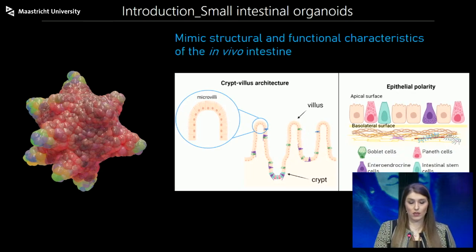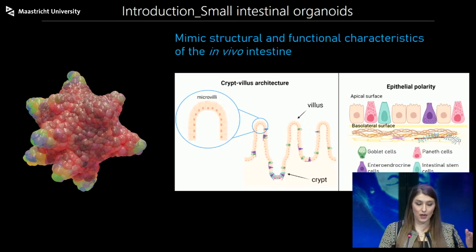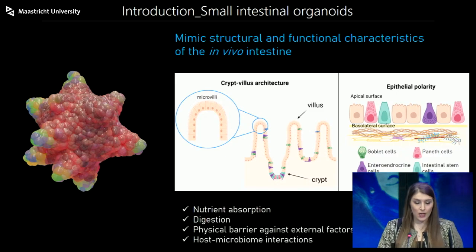Small intestinal organoids mimic the structural and functional characteristics of the in vivo intestine. They have a crypt-villus architecture, which is similar to what we see in the in vivo intestine. The cells are organizing into distinct apical and basolateral surfaces. And also in the organoids, we can find the different cell types that are present in the intestine, including goblet cells, enteroendocrine cells, enterocytes, Paneth cells, and stem cells. In regard to their functional properties, organoids have been found possible to mimic nutrient absorption and digestion. They form a physical barrier, and they can greatly model host-microbiome interactions.